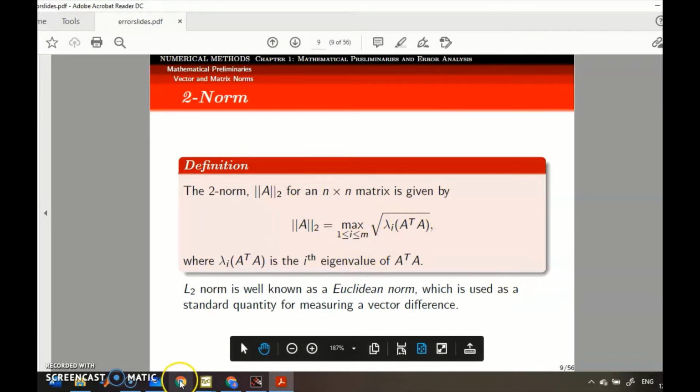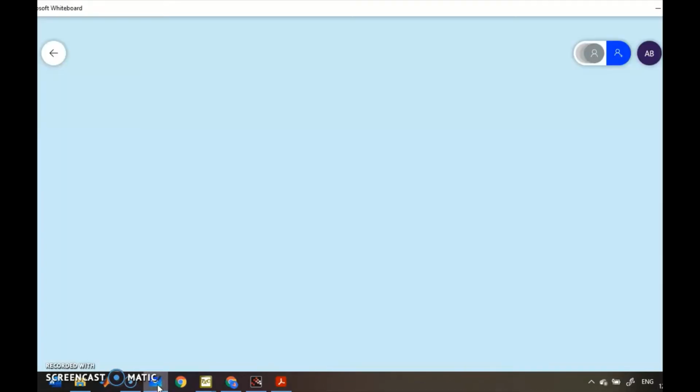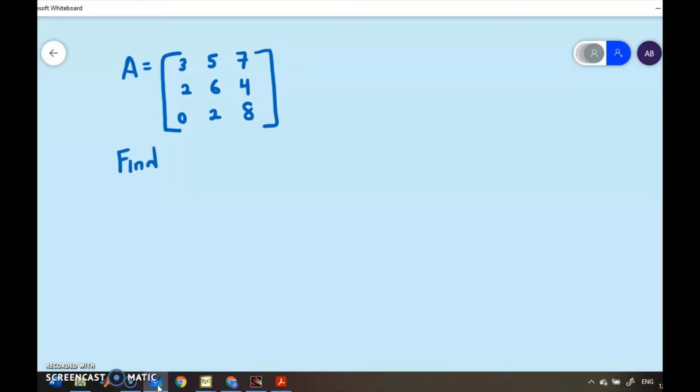Let's look at one example. Let's say we have this matrix A equals 3, 5, 7, 2, 6, 4, 0, 2, 8. This is my matrix A. Now the question says to find the one norm, the infinity norm, and also the two norm. So we want to know how to find these.